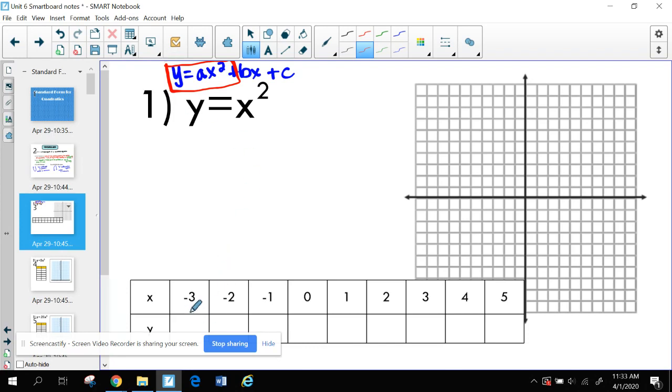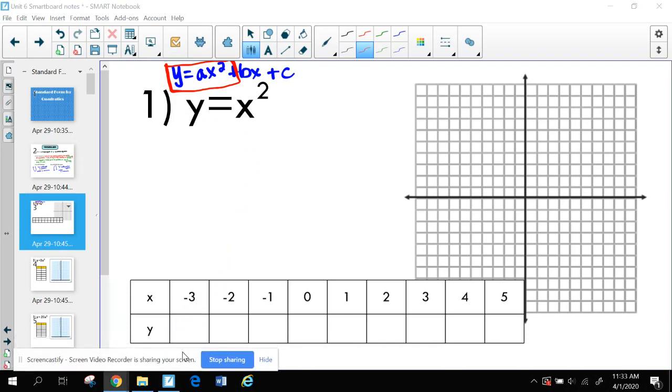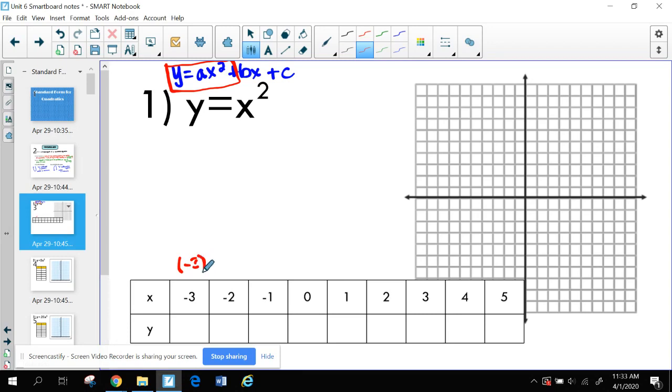So I'm going to use my table down here to help. If I'm substituting -3 in, we're really just doing -3 squared, and -3 times -3 gives me a +9. Then I'm doing -2 squared. -2 squared is a +4. -1 squared is a 1, and we'll keep going. 0 squared is 0. 1 squared is 1 times 1, so that's a +1.